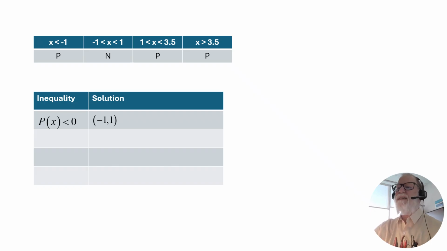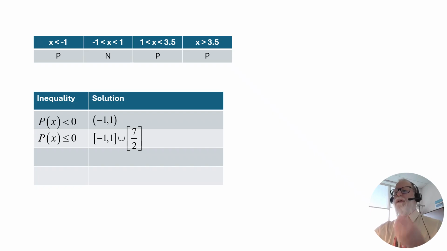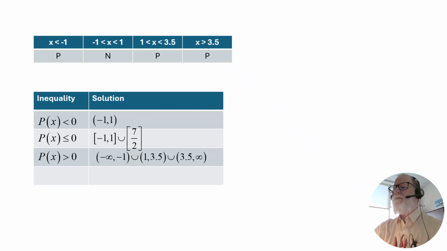So we got parentheses. Equal to. So we have to remember that will include those critical values. So the 7/2 by itself, include that. Strictly greater than 0, we see that.